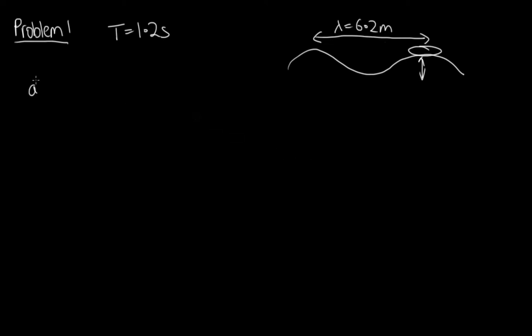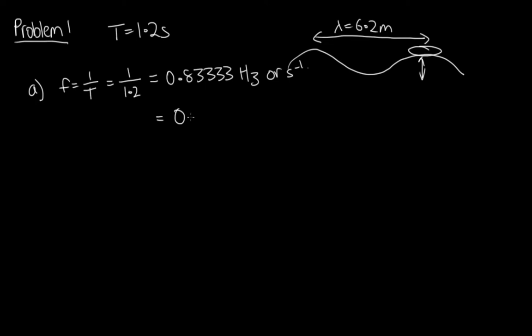Part A of the question asks, what is the frequency of the wave? Well, to calculate the frequency is the inverse of the period. So that's 1 divided by the period. So 1 divided by 1.2 seconds gives us 0.83333, and the units for frequency are hertz, or you can put it as inverse seconds if you want. Now, this is just to two significant figures, so we should give our answer to two significant figures, so 0.83 hertz.